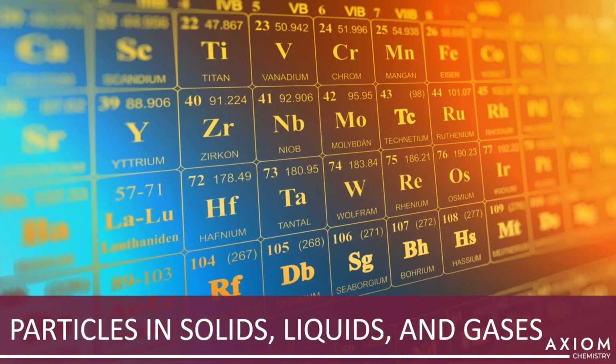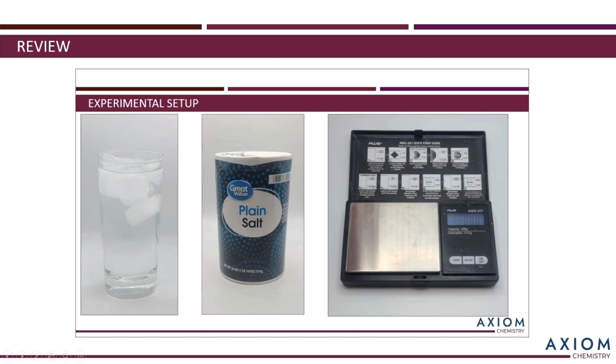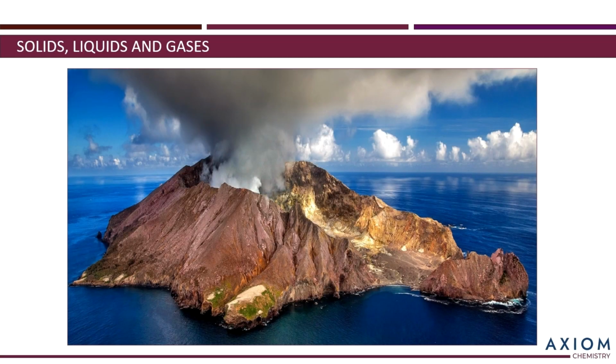In this video we're going to talk about particles in solids, liquids and gases. Now, as we've already seen, some substances around us are solids, like the salt that we used in the last lab. And some are liquids, like the water that we dissolved the salt in. And both the salt and the water are surrounded by air, which is made of a mixture of gases. This photo here shows solids, liquids and gases.